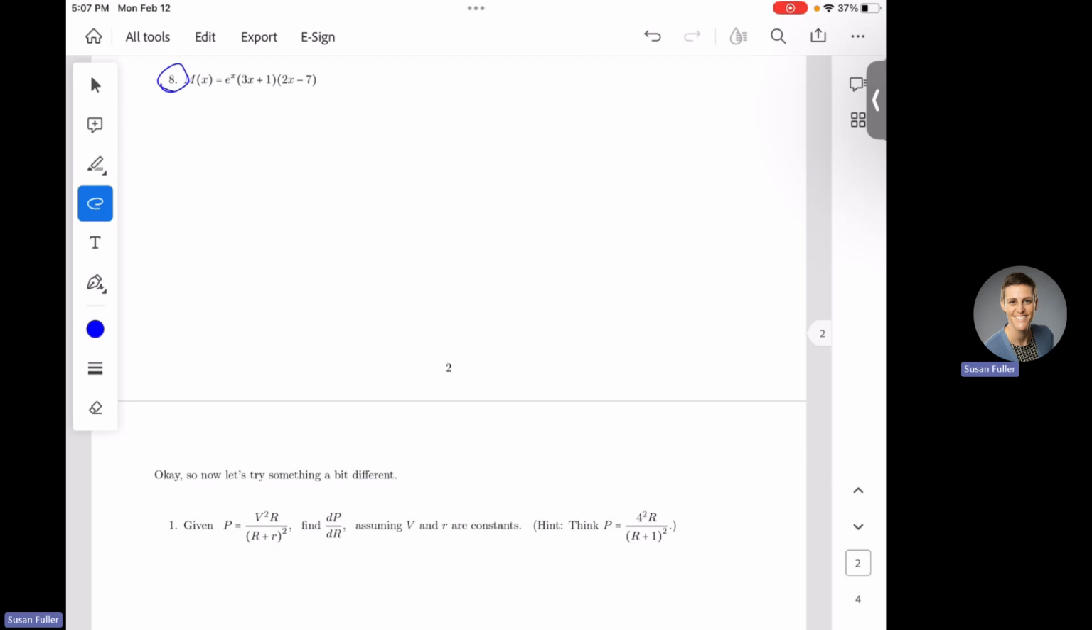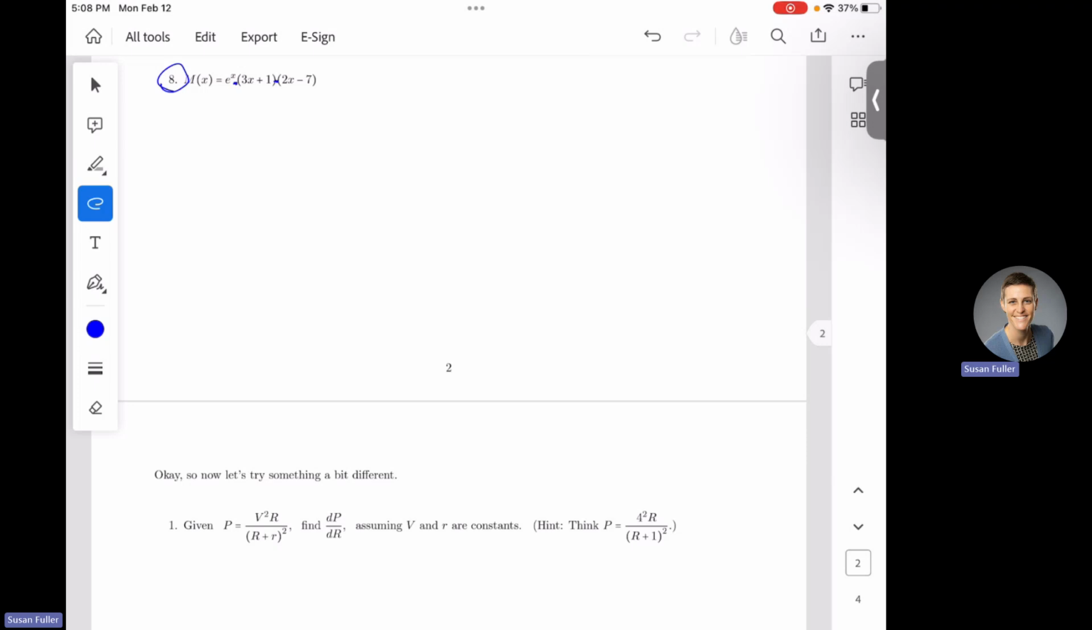M of x is equal to e to the x times the quantity 3x plus 1 times the quantity 2x minus 7. So with this one, we're trying to find the derivative, m prime. Now we have three things being multiplied, right? E to the x times 3x plus 1 times 2x minus 7. We've got two different multiplications happening here. So to find the derivative, we're going to have to do a product rule.